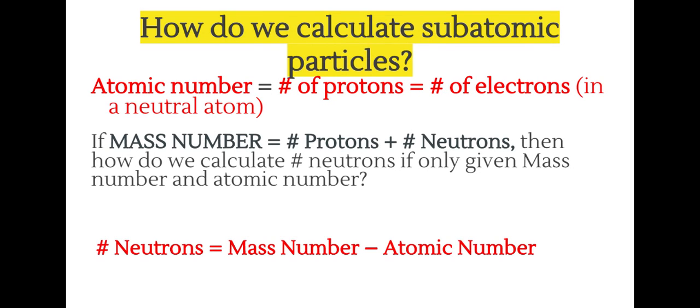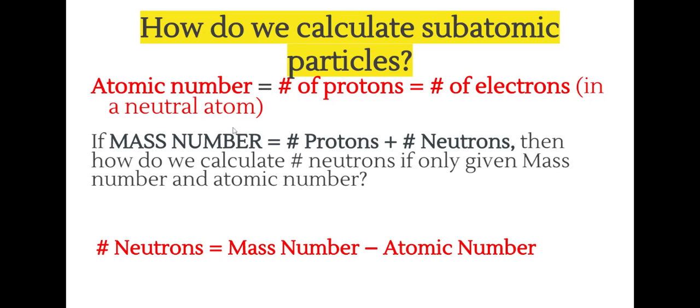So how do we calculate subatomic particles? Simple. The atomic number is always equal to the number of protons, and in a neutral atom, the number of protons is always equal to the number of electrons. That is to say that carbon has an atomic number of 6, it has 6 protons, and it has 6 electrons.